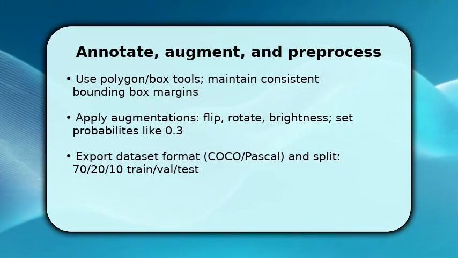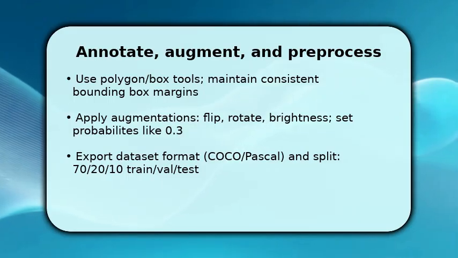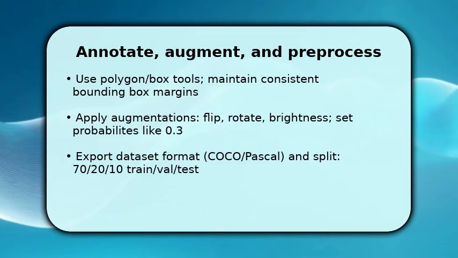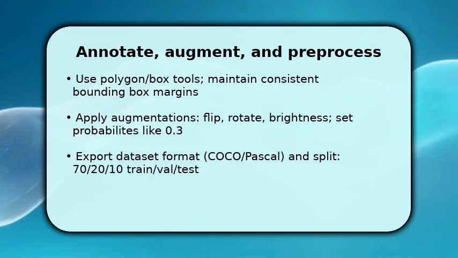Now you'll annotate, augment, and prepare data for training. Label every object using boxes or polygons while keeping consistent margins. Consistency matters for precise detection. Once labeling is stable, add controlled augmentations, flips, rotations, brightness jitter to improve generalization, but set sensible probabilities to avoid corrupting data. Next, use Roboflow's preprocessing.